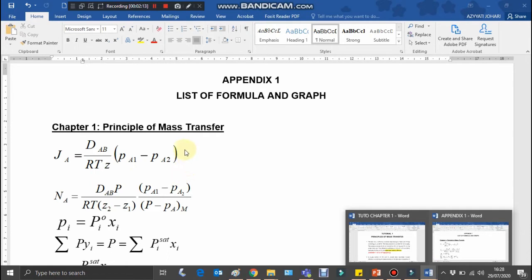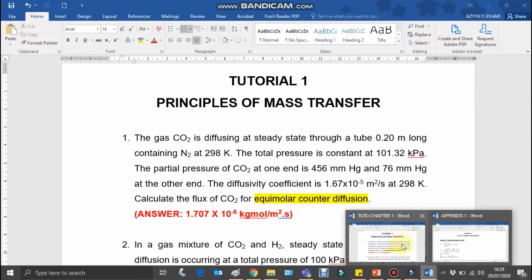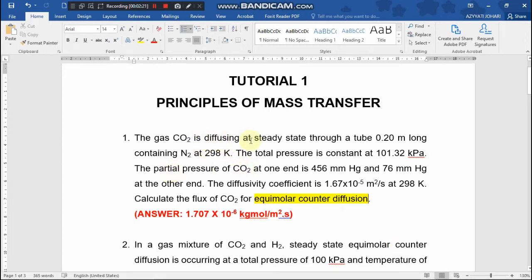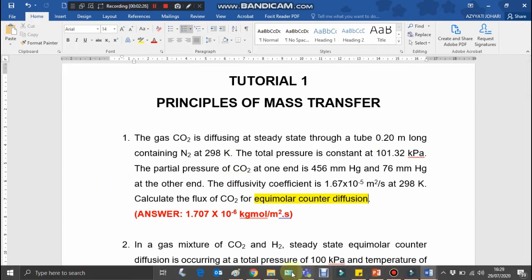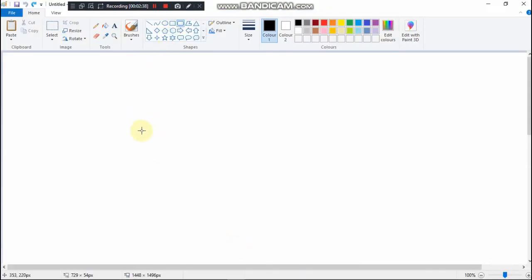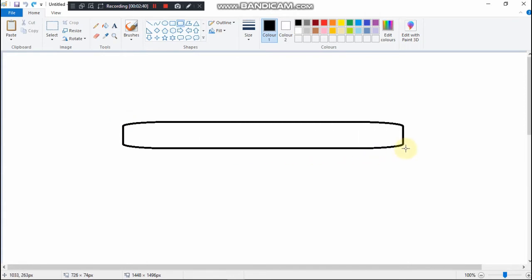Copy this equation into your answer script, and then you need to extract all of the information given on your paper. Normally I advise you to draw the diagram of the tube as well as put all of the information on that diagram. For that kind of case study, what you need to do is to draw a tube, for example, and then put all of the information given in the question on the paper.